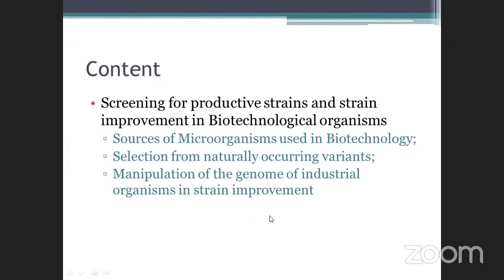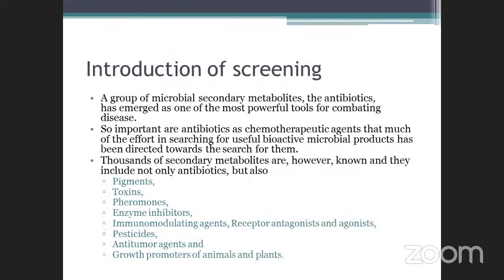So the screening for the productive strain and the strain improvement in biotechnology organisms is very important, because the source of the microorganisms used in biotechnology, that is well known, is selected from naturally occurring variants, for example, from the soil, from the water, from the mud, from the marine sources, and manipulation of the genome of industrial microorganisms in strain improvement. So that three particular aspects are very important. We will discuss that particular part.